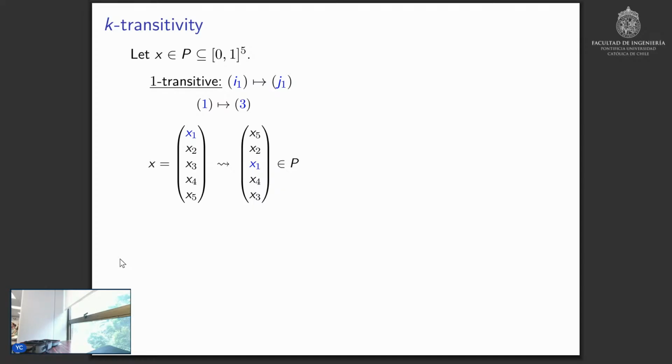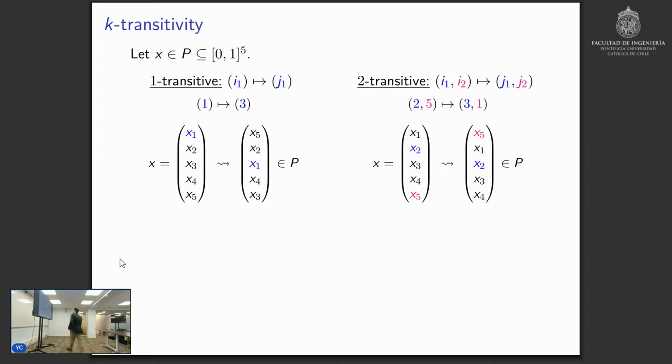Now, it seems that we can extend this. What if instead of asking for only one pair of indices, where we're sending one variable to any other variable, we do this with 2 variables? Let's pick, for instance, indices 2 and 5. Those are the positions. Now we want to know whether we can send these two to, for instance, the 3rd position and the 1st position. If you can do this for every pair of 2-tuples, and you always get some other vector x prime, a different vector than this, that's also feasible, then you say that your symmetries are 2-transitive.